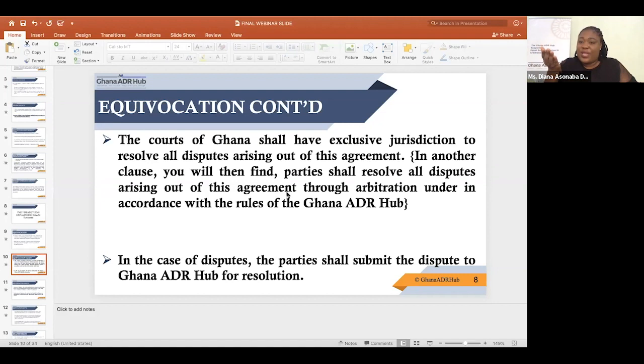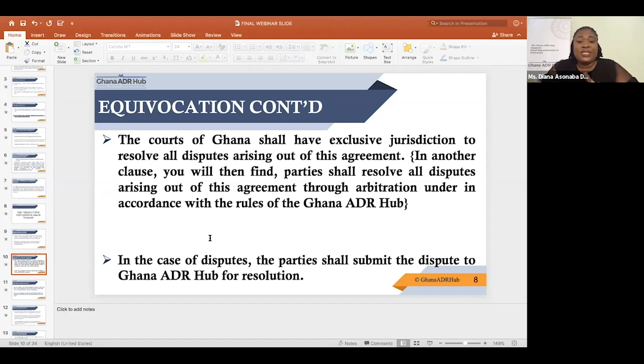It is not clear whether you want to go to the courts or you want to go to arbitration. Having such a clause is what we call an equivocal arbitration clause, which you want to avoid. Now, a second example I have on the screen. After I talk about the pattern, I'll give you the recommended one.